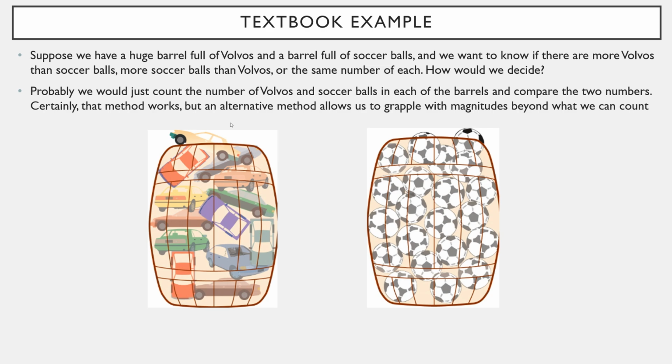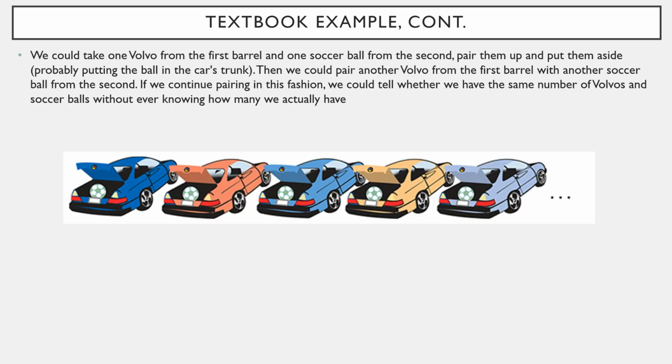But an alternative method that we're going to illustrate here allows us to grapple with magnitudes that we can't count. When we talk about things that have an infinite number of objects in them, we can't count that. So what we could do is take one Volvo from the first barrel and one soccer ball from the second barrel and pair them up, like put the soccer ball in the trunk. Then you could do it again: take another Volvo from the first barrel and another ball from the second barrel and keep pairing them up, one to one. One Volvo, one soccer ball, put them together. One Volvo, one soccer ball, put them together.